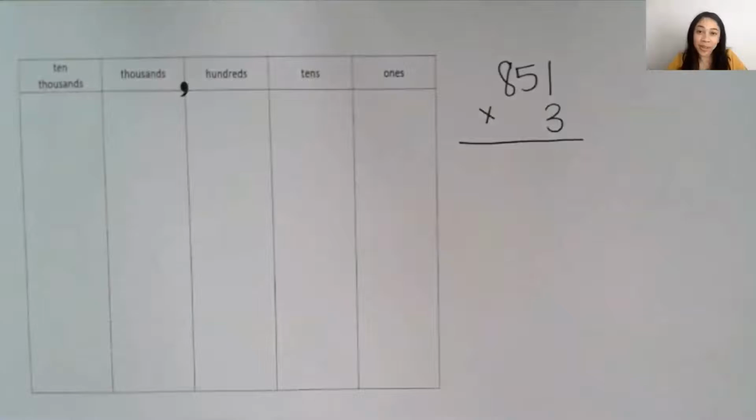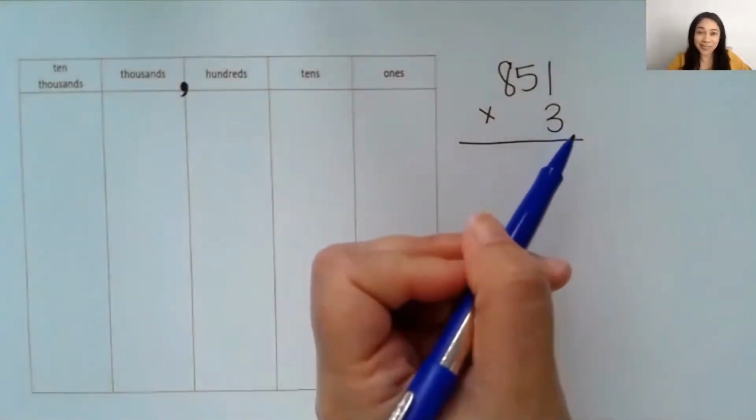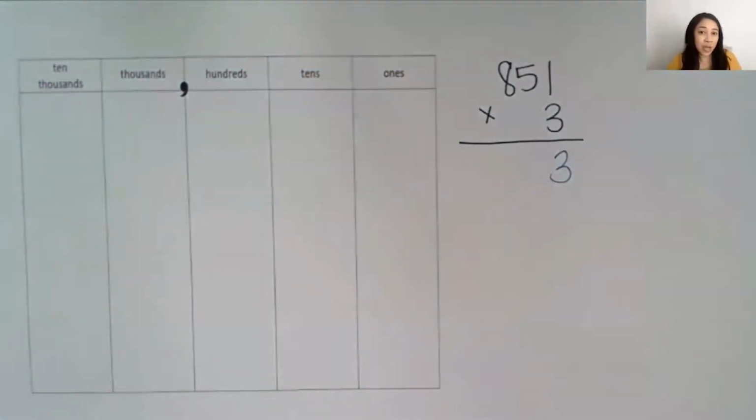Here you can see the problem 851 times 3. Go ahead and write this problem now vertically on your paper. This time, rather than recording 3 groups of 851 to begin, we're going to record the partial products as we multiply each unit. So let's start in the ones place. 3 times 1 is 3 ones. Let's record this on our place value chart at the top of the ones place.